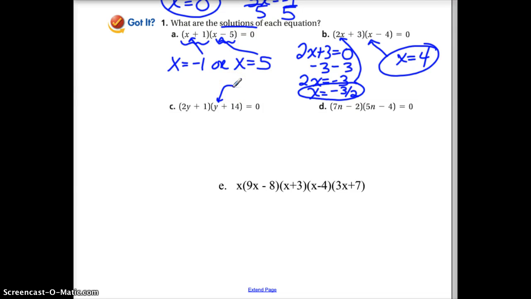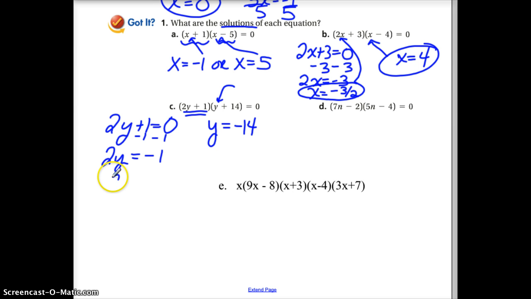This one, because there's nothing in front of that y. So for y plus 14 to equal 0, obviously y would have to equal negative 14. You don't really have to set that one equal to 0 and solve it. Or 2y plus 1 would have to equal 0. Again, if things multiply to equal 0, one part of them has to be 0. And so when we solve this one, we'd subtract 1, and then we'd divide by 2, and y equals negative half would be my other solution. Let's go do letter D.